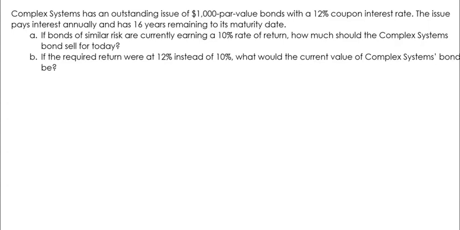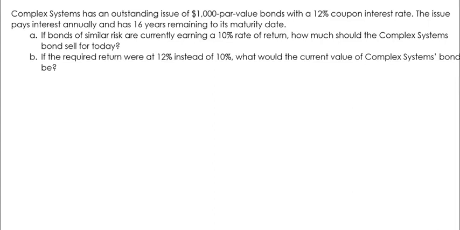So the first question asks, Complex Systems has an outstanding issue of $1,000 par value bonds. They have a 12% coupon rate. The issue pays interest annually and has 16 years remaining. So question A says, if bonds of similar risk are currently earning a 10% rate of return, how much should the Complex Systems bonds sell for today?